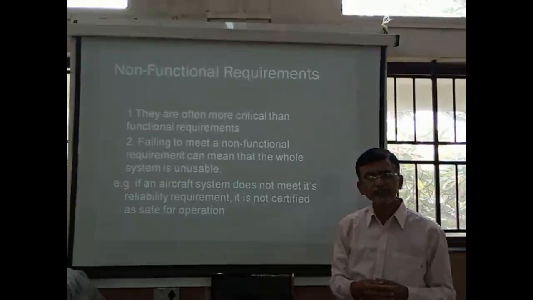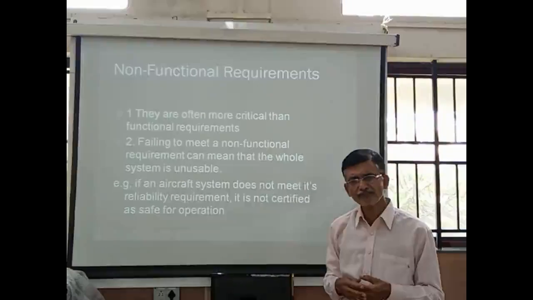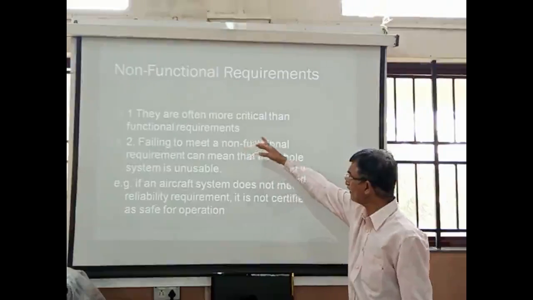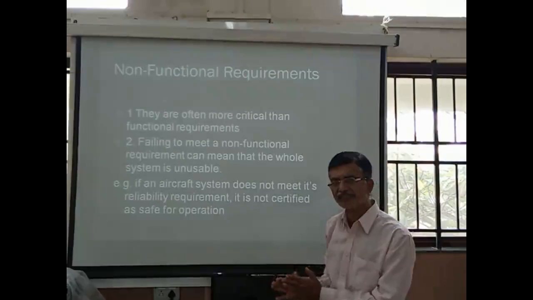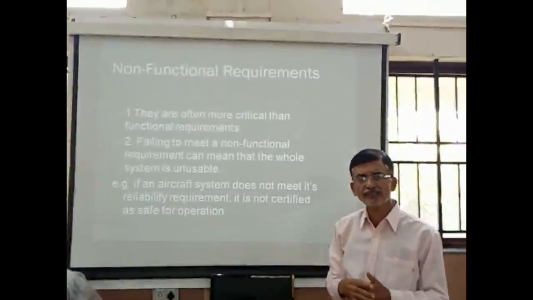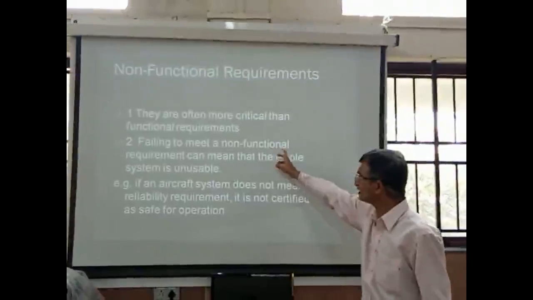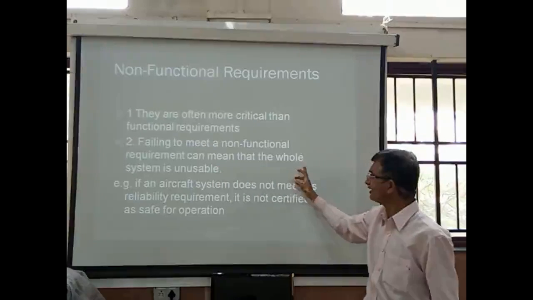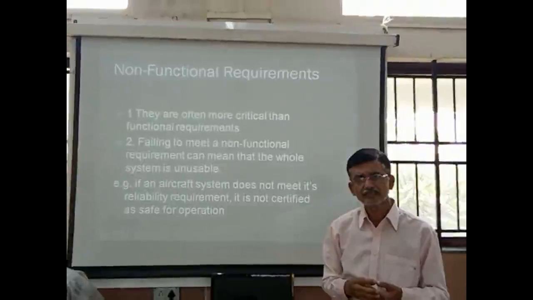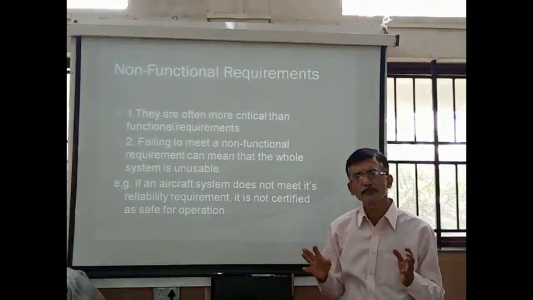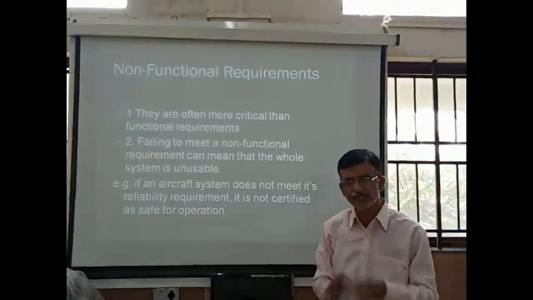Now these non-functional requirements are more critical in nature. They affect the system acceptability. So they are often more critical than the functional requirements, because functional requirements talk about a specific area, whereas non-functional requirements apply for the whole system. Failing to meet a non-functional requirement can mean that the whole system is unusable. If you do not meet the non-functional requirement, then the system would not be useful. This is how the non-functional requirements affect the system very badly.